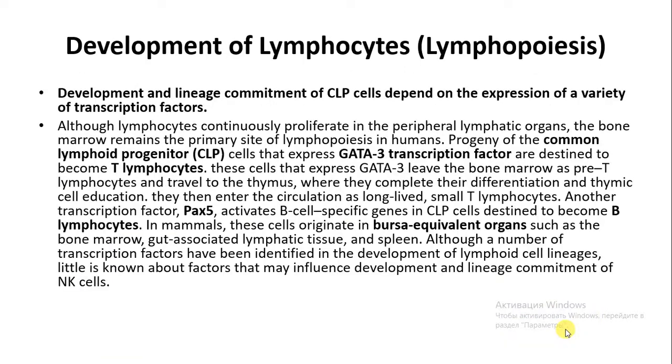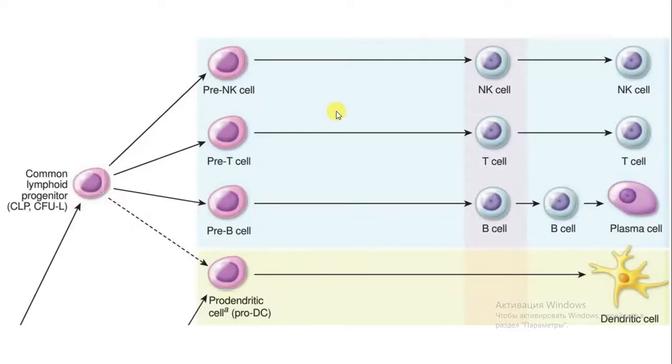Then finally, we reach the point of lymphocyte formation. Lymphocyte formation starts from common lymphoid progenitor, CFUL, and it gives rise to three lineages of blood cells: pre-NK cells, pre-T cells, and pre-B cells. Potentially, this common lymphoid progenitor also gives rise to prodendritic cells, which later form the dendritic cells. We will discuss dendritic cell function next semester in the topic of lymphatic system. But now we will concentrate our attention only on these three cells.